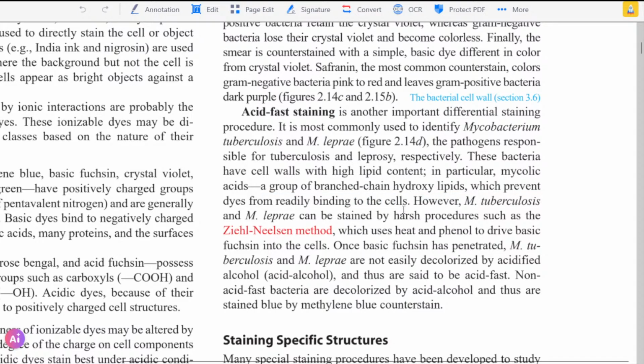However, Mycobacterium tuberculosis and leprae can be stained by harsh procedures. If you are not going to get a good stain, then we are going to use rough procedures, such as the Ziehl-Neelsen method, which uses heat and phenol to drive basic fuchsin into the cell.